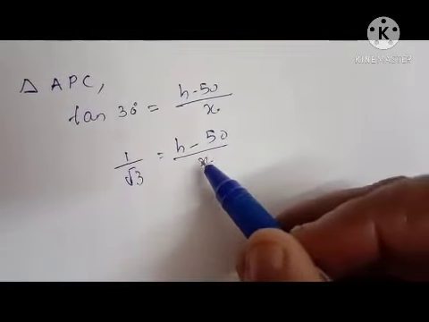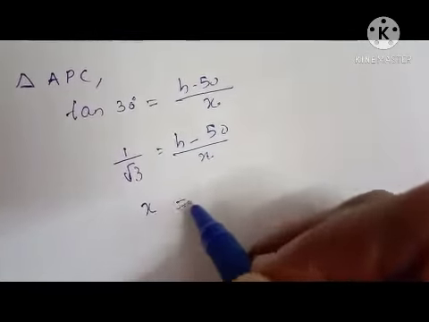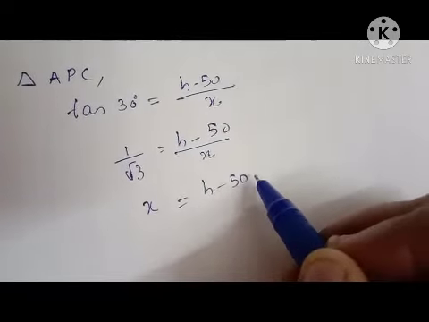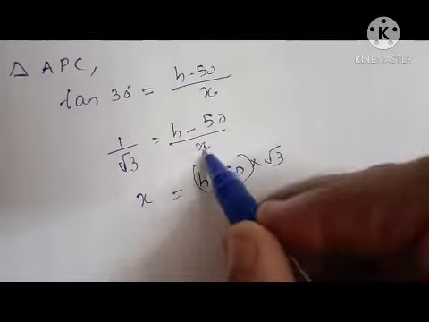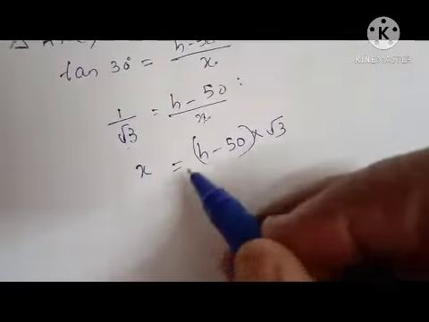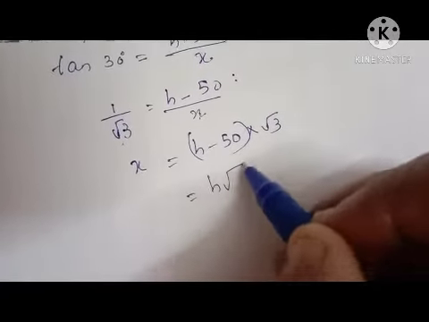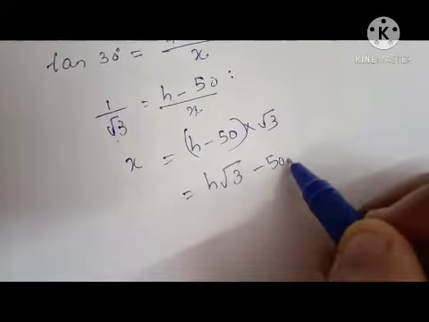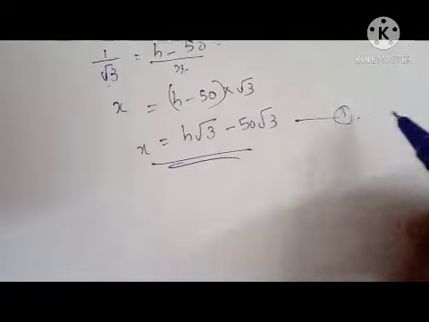Then which is the common term? x. So we can transpose this x to here. Then x equals h minus 50 into root 3. Right? We can transpose x to here, root 3 to here. Root 3 becomes numerator. Then x equals (h minus 50) root 3, that is equal to h root 3 minus 50 root 3. This is equation number 1.